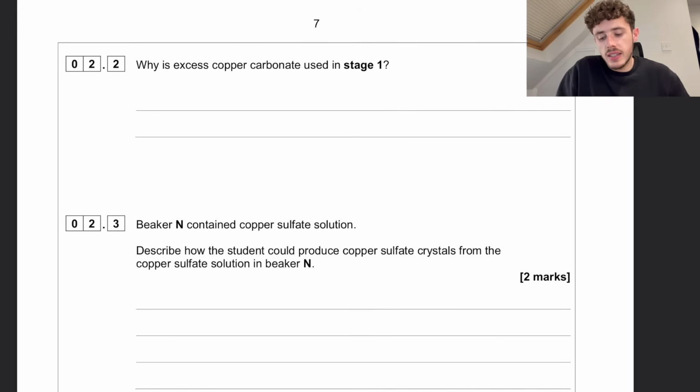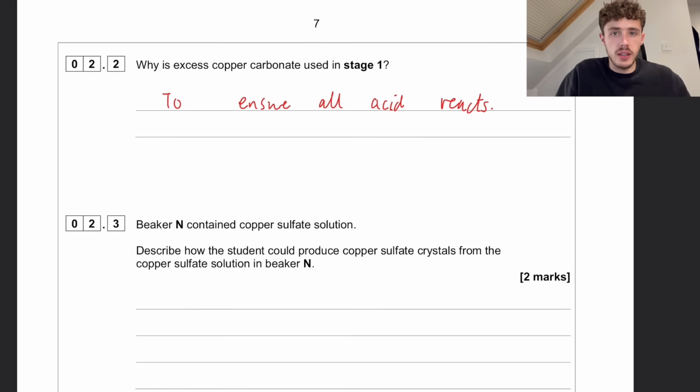2.2. Why is excess copper carbonate used in stage 1? This is simply to make sure that all of the acid is used in the reaction, because if there wasn't that excess, you may run out of the copper carbonate before the acid, therefore there'd be acid left over.